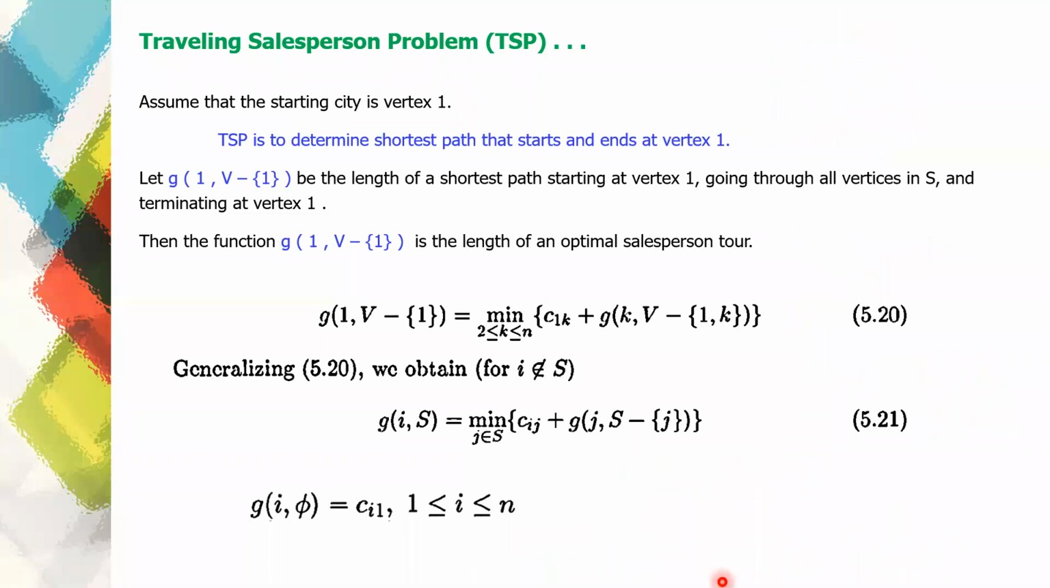So here, let us check out what is the formula. The traveling salesperson problem is to determine the shortest path that starts and ends at vertex number 1, assuming that vertex number 1 is the starting city, which is represented as a function g, where g is the cost function, which will have 2 parameters. It's a function which takes 2 input values. What is the starting city? The starting city is 1.